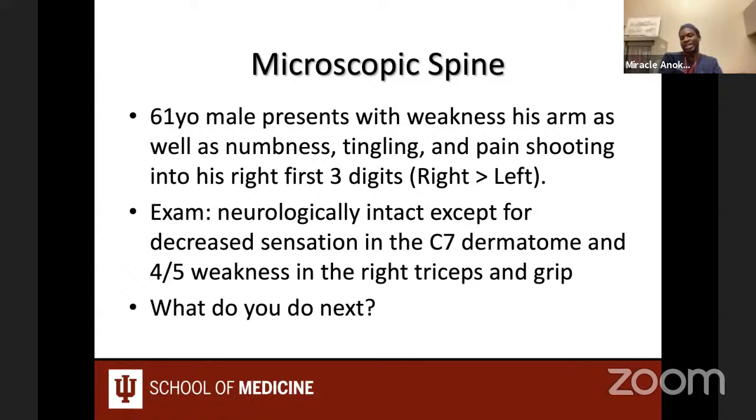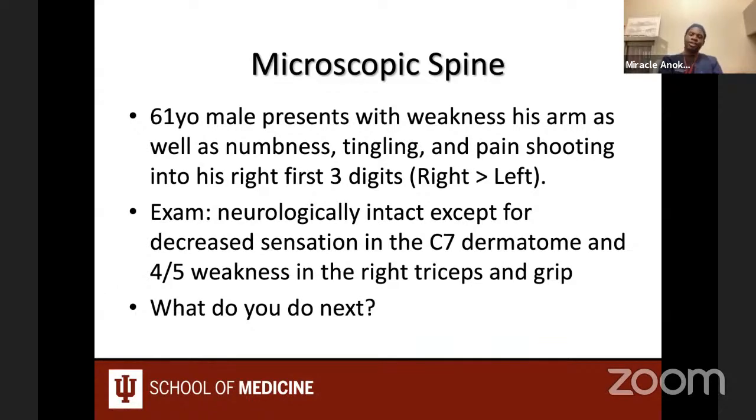The right side's worse than the left, so you're thinking maybe there's some right-sided compression that's worse than on the left side. The patient's examination, so you got your history, now you have to go examine the patient. That's a very important part of being a neurosurgeon. Patient's neurologically intact, except for decreased sensation in the C7 dermatome. Again, you try to identify where is the pathology. And they also have some 4 out of 5 weakness in their right triceps and grip, which means they're not full strength. So there's a deficit somewhere in the triceps and also in grip.